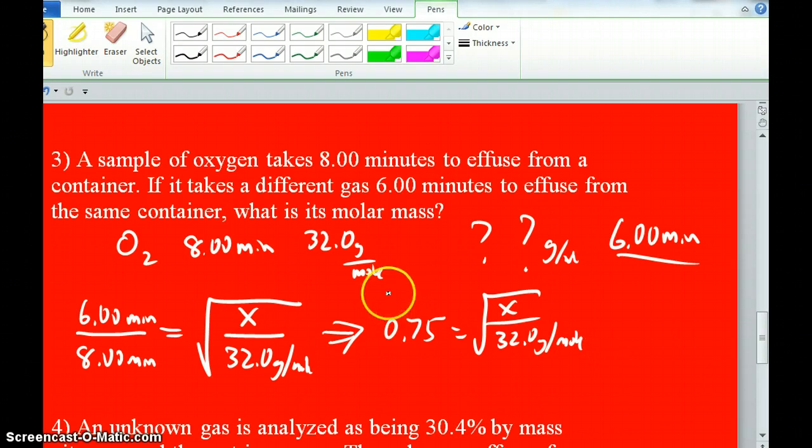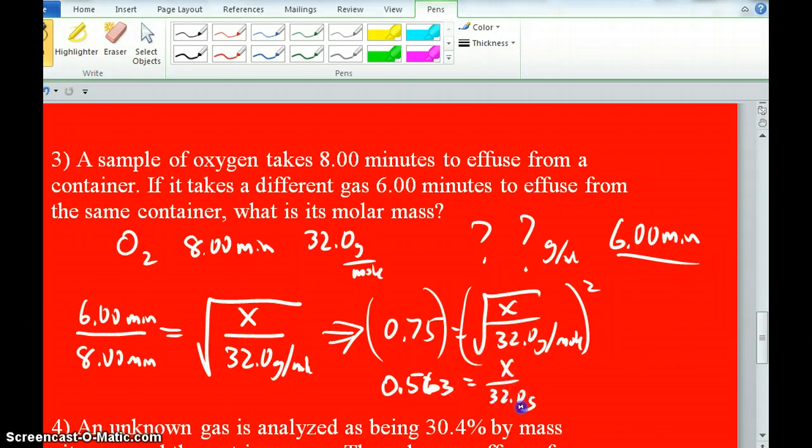So to solve for x, I square both sides of my equation to eliminate the radical, and 0.75 squared is 0.563 roughly, and that has to equal x over 32.0 grams per mole. To solve for x, multiply both sides by 32 grams per mole, and when you do so, you get the molar mass of 18 grams per mole for our unknown gas. So this unknown gas in this problem could very well be something like water vapor, because after all, water would have 18 grams per mole as its molar mass.